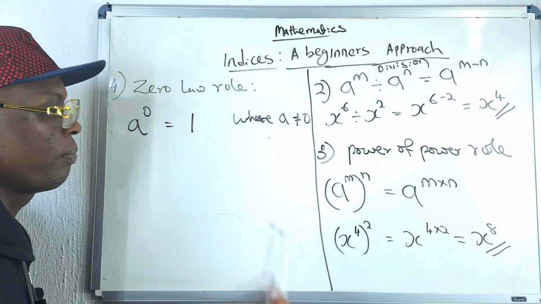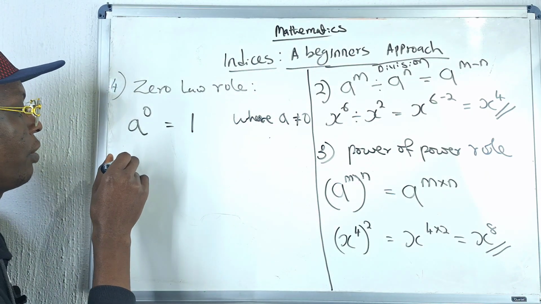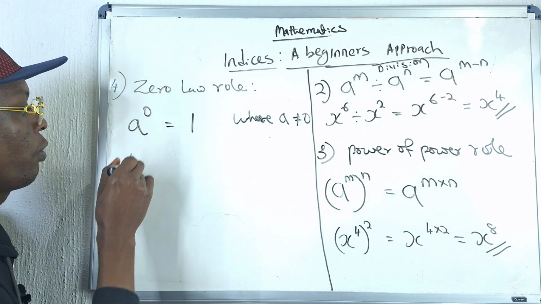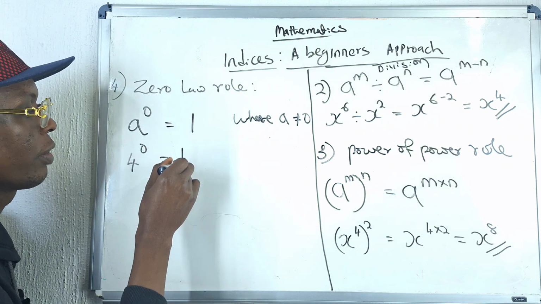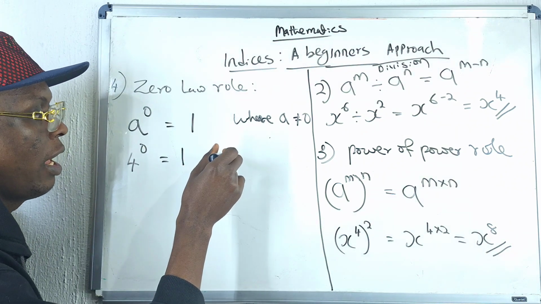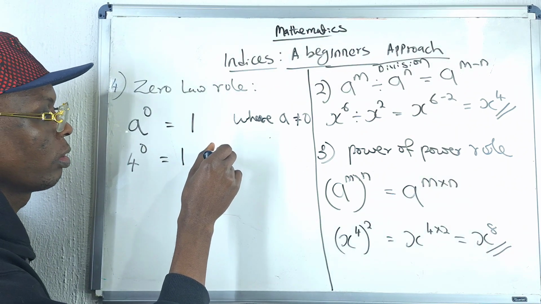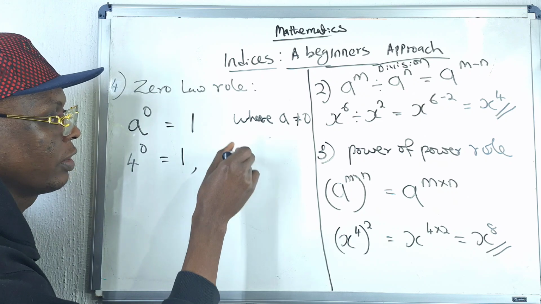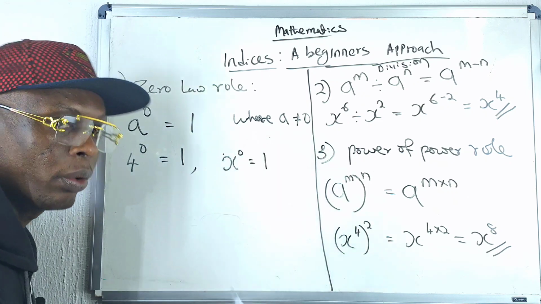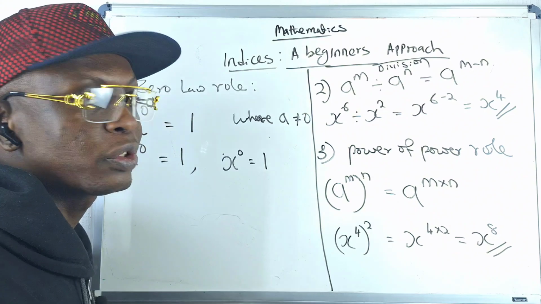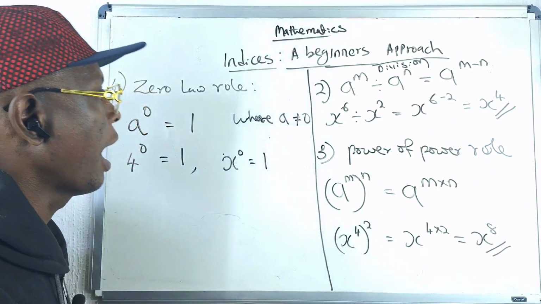So what it simply connotes here is that if I should have 4 raised to power 0, 4 raised to power 0 is the same thing as 1. x raised to power 0 is the same thing as 1. So this is what this rule talks about.